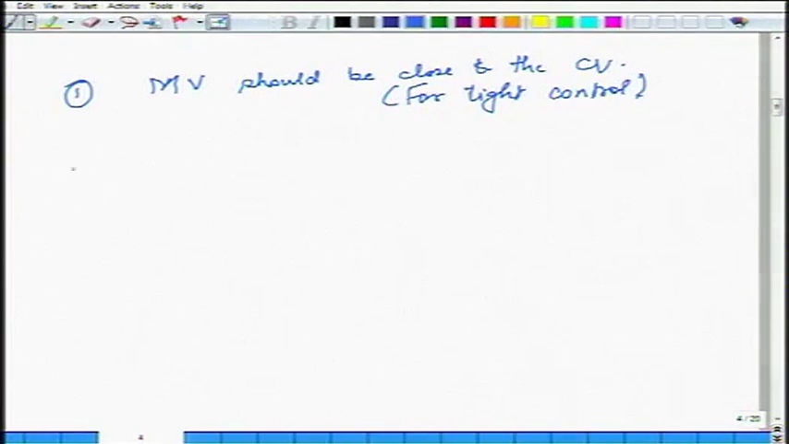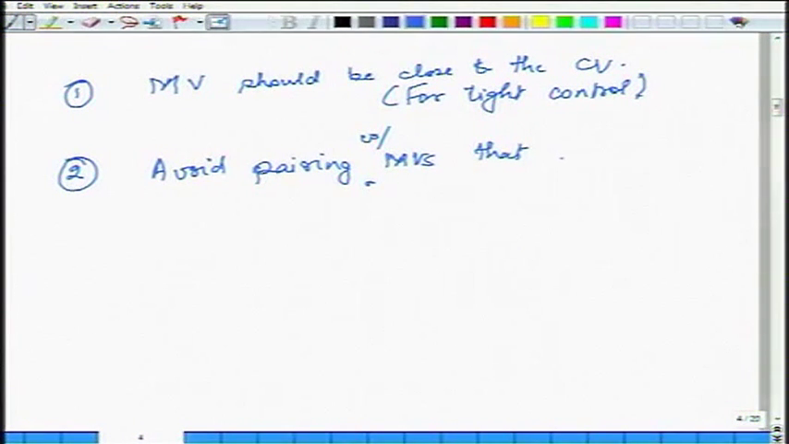Yeah. What's the next rule? Next rule is avoid pairing with MVs that become active. Right? If you keep this in mind, structuring will happen automatically. Yes or no?